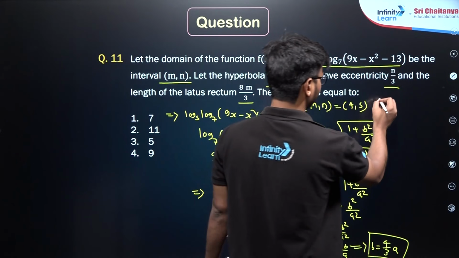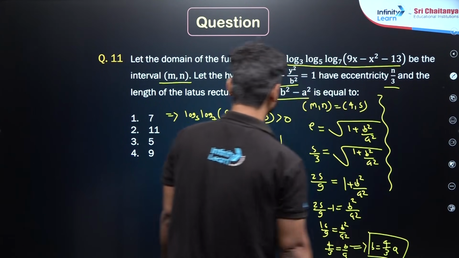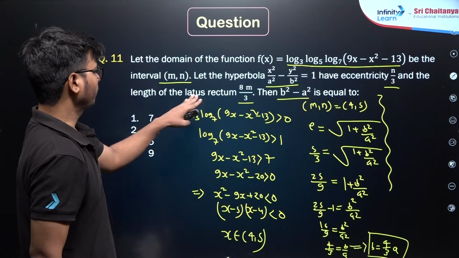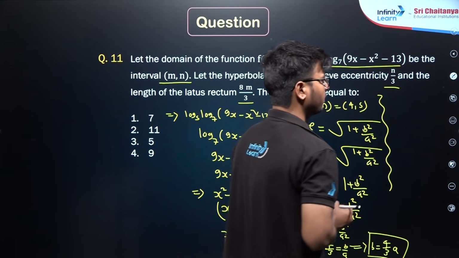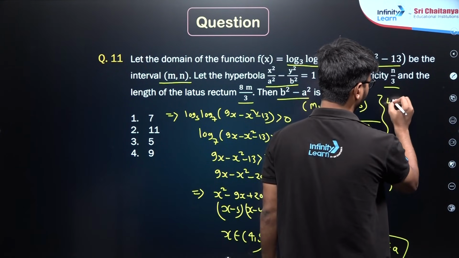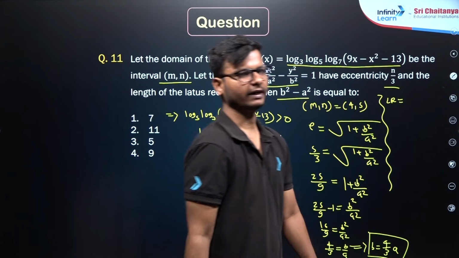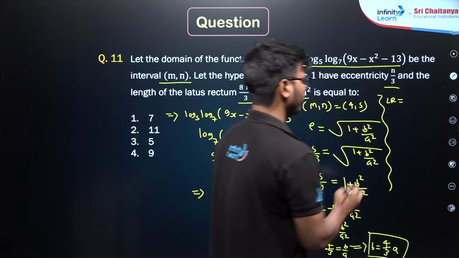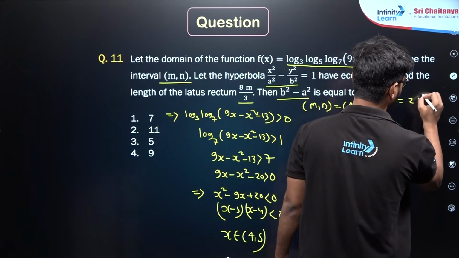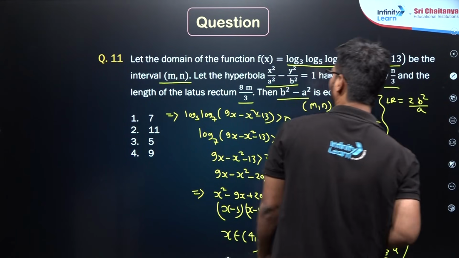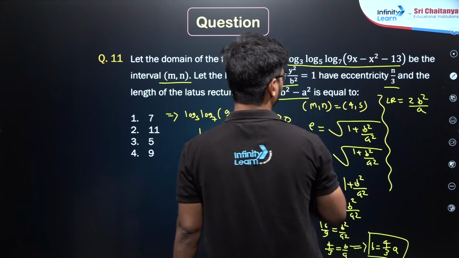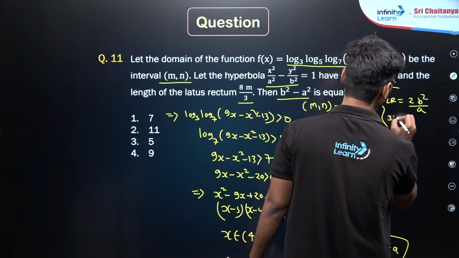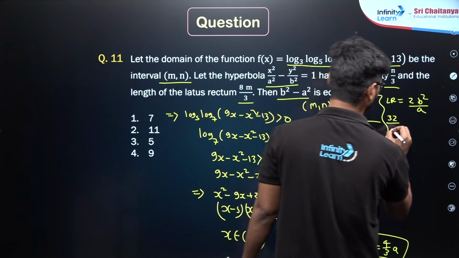And one more condition is given to us, that the latus rectum of the hyperbola is 8m by 3. So we know the formula of the latus rectum. What is the formula of the latus rectum? It is 2b square upon a. So the latus rectum is given as 8 times m. What is the value of m? It will be 4. So it will be 32 upon 3, correct?